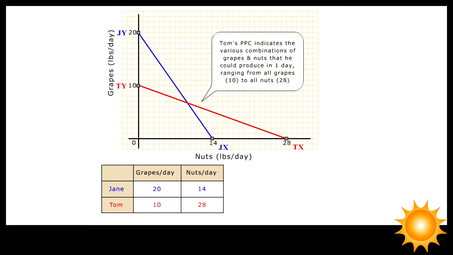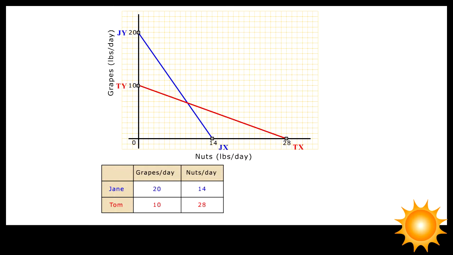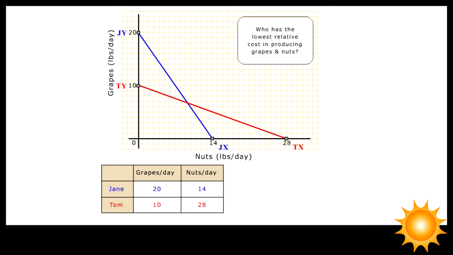It represents various combinations of grapes and nuts that Tom could produce in one day, ranging from all grapes, 10, to all nuts, 28. These two production functions have different slopes, indicating that the relative costs of producing grapes and nuts are different between the two workers. But who has the lowest relative cost in producing each of the two products?